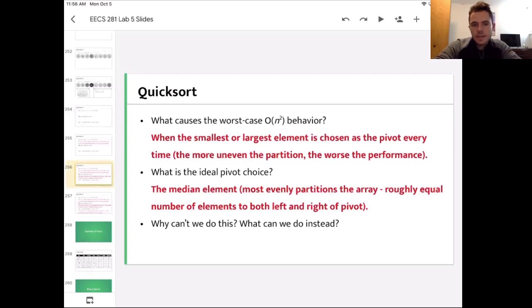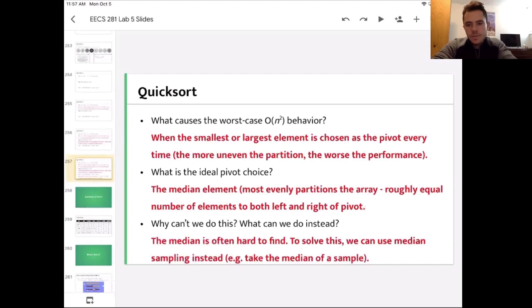So the median element is usually our best choice for quicksort, but you can't really choose the median element, because if you knew the median element, then your array would already be sorted, right? That's kind of the whole point of the array not being sorted: you don't know what the median element is, because you don't know where it is in the array.